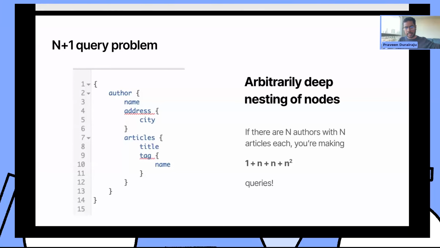And as you see, as the number of nested relationships increases, the depth of your query increases, the problem becomes exponential, right? If you look at this example of author and articles, and for each article there is a tag, now it becomes not just an n+1 problem, it becomes an n+1 plus n plus n square, where for each article you fetch a tag, and for each author you fetch an article, and so on. So as the depth increases, it becomes an exponential problem. And at that point, your performance is definitely not going to be optimal, right?